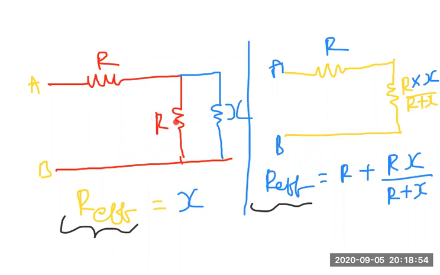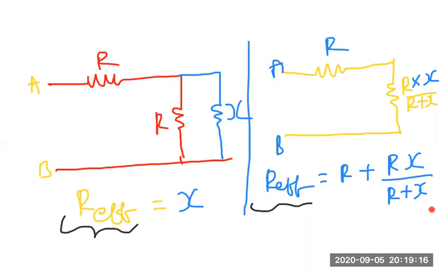So here what I did: till infinity the answer is x. You are adding one more. For infinity, if you add one more term, what will happen? There also we get the answer x. So here these two are parallel. These two are parallel, meaning r into x by r plus x, and r is in series. So r effective is equal to r plus rx by r plus x.